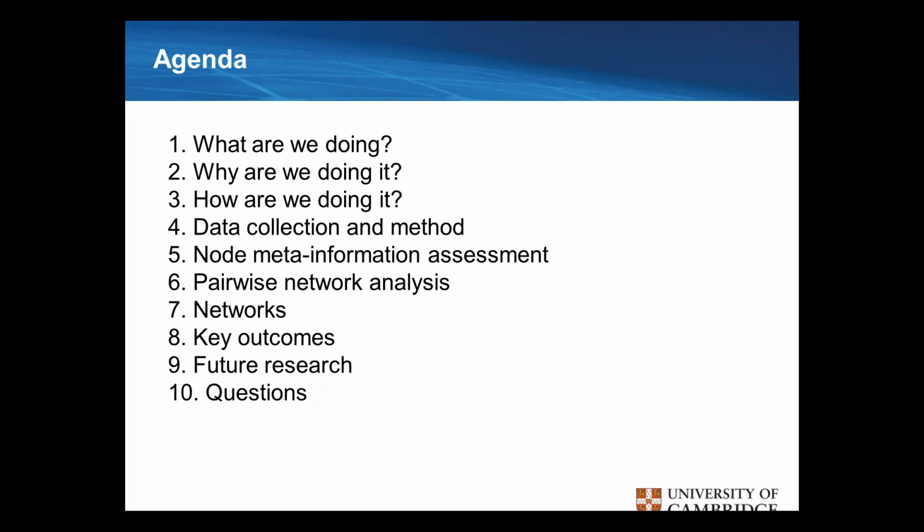The agenda is pretty straightforward. We're going to talk through 10 main sections. So the first is, what are we doing with this project? Why are we doing it? How are we doing it? A bit about the data collection and the methods we've used. Straight from the paper, so the sections Node Meta Information Assessment and Pairwise Network Analysis. Then we'll look at the networks themselves with some visualizations and talk about what we can learn from those. We'll then start to wrap up with some key outcomes from the study, talk a bit about some future research directions, and then at the end we'll have some time for questions if there are any.